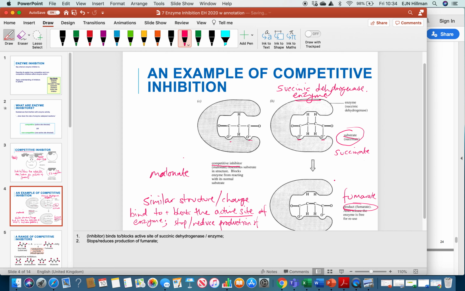Production of, well, we know our product would normally be fumarate. So in this case we can be specific. We can say it stops the production of fumarate, or it just stops the production of the product. Okay.